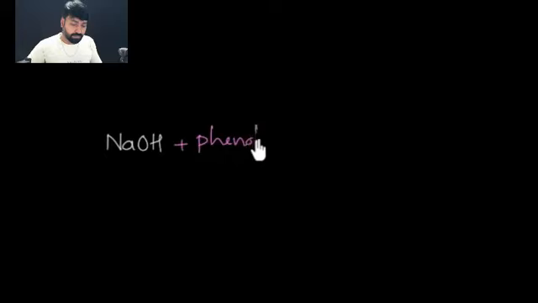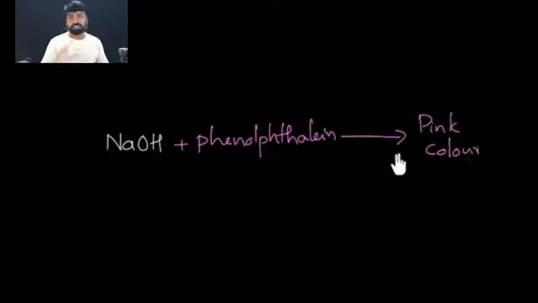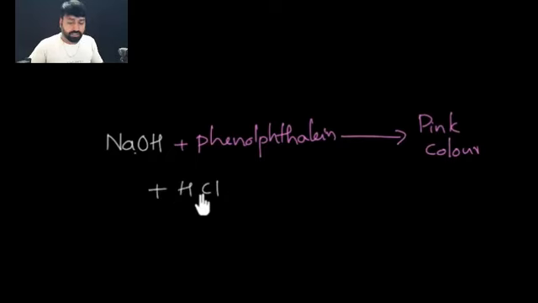Let's understand this entire scenario in the form of a chemical equation. Initially I have NaOH. This sodium hydroxide is reacting with phenolphthalein, and the color of the solution is converted into pink color. But when you add HCl, an acid, NaOH and HCl react with each other, forming NaCl plus H2O.